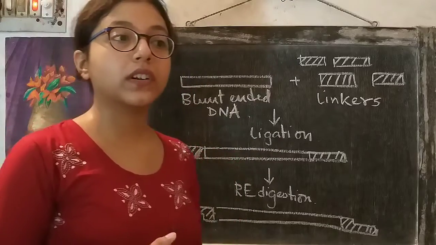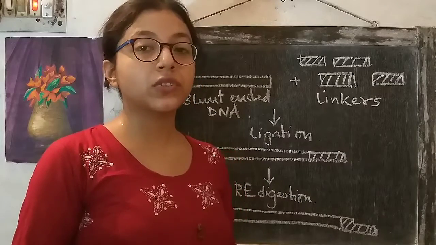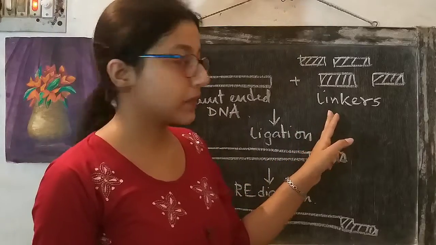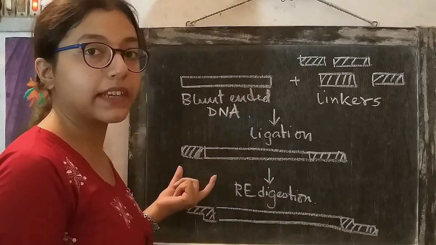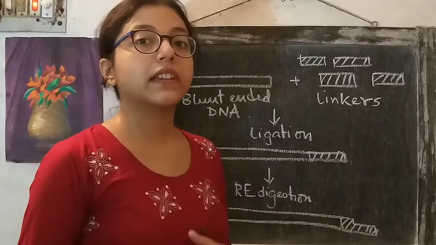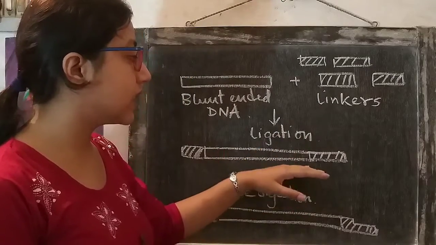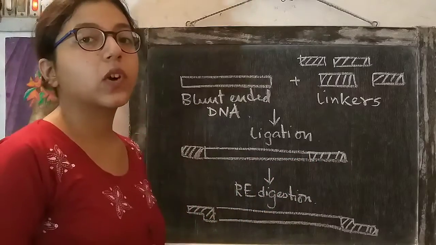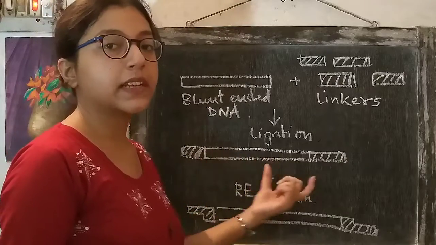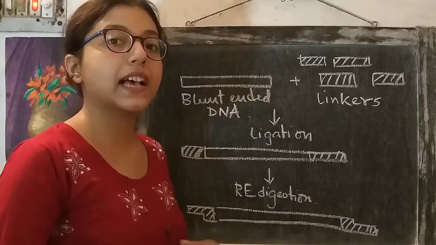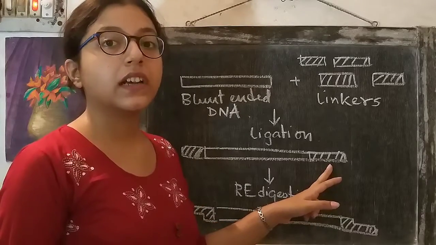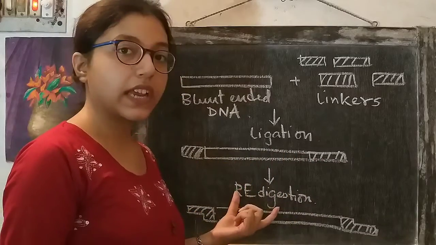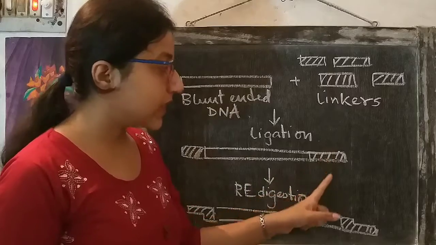Now the reaction will occur. DNA ligase will perform the ligation reaction, and what will occur? This blunt-ended DNA will be joined with the linkers. So linkers will bind at the ends of the blunt-ended DNA by the action of DNA ligase. After the ligation reaction, the blunt-ended DNA fragment is attached with linkers at its two ends. Now this resultant product is treated with the restriction endonuclease that has the recognition sequence within the linker molecule.